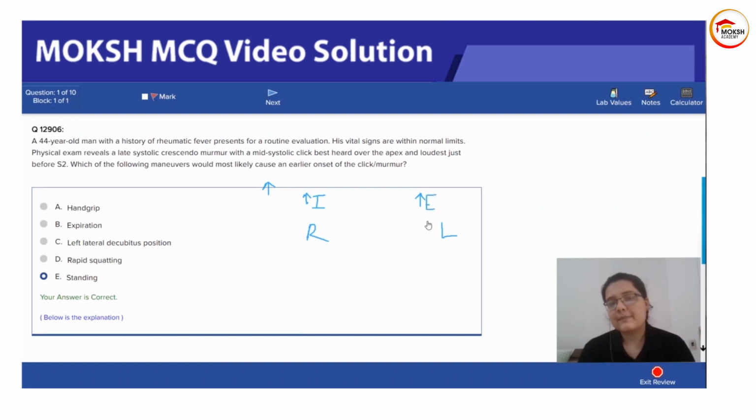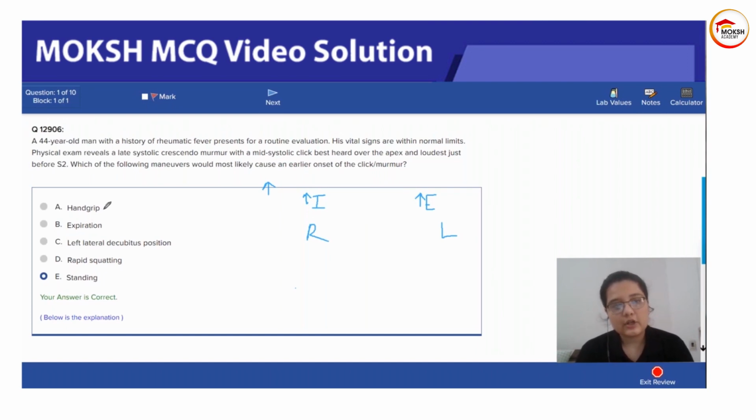And the opposite happens during expiration. Your left heart sounds will worsen. Okay, this is the basic idea. Now there are three particulars that you need to know. So any condition that will increase your preload or will increase your afterload will worsen your murmurs.